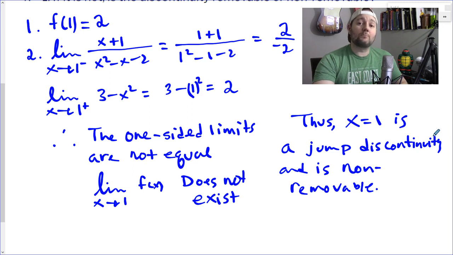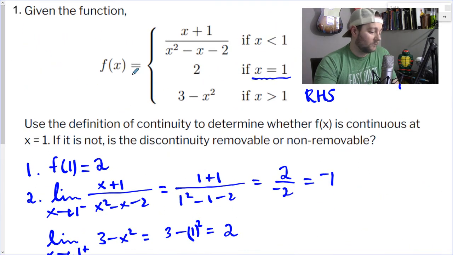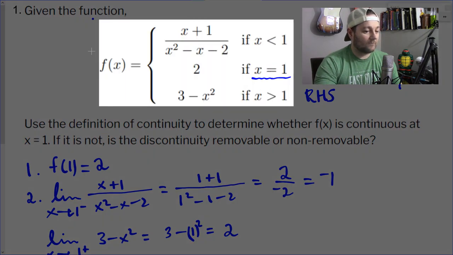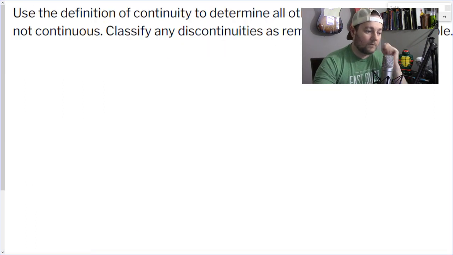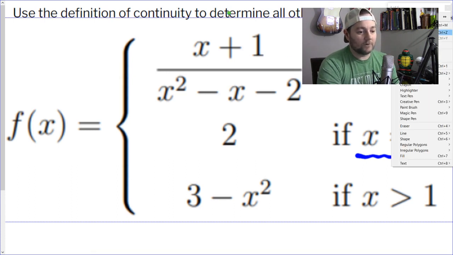So let's try part B of this question, which is, are there any other discontinuities? Let's go ahead. I'm going to take a snapshot of this because I don't want to have to turn back and forth. See if I can paste this down. I'm going to have to get the cursor out now.